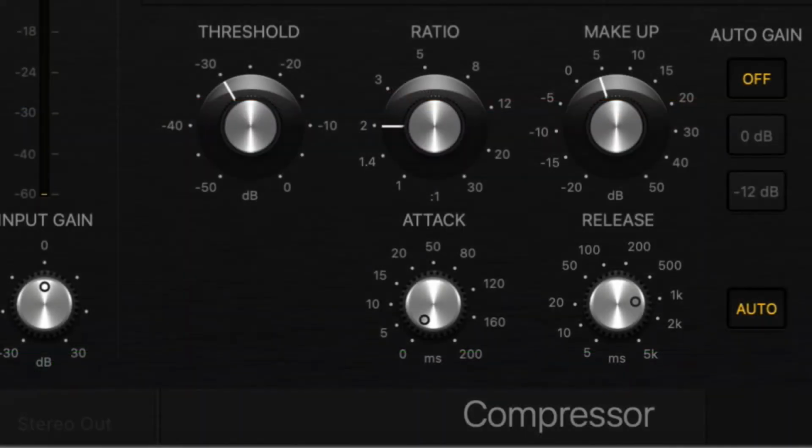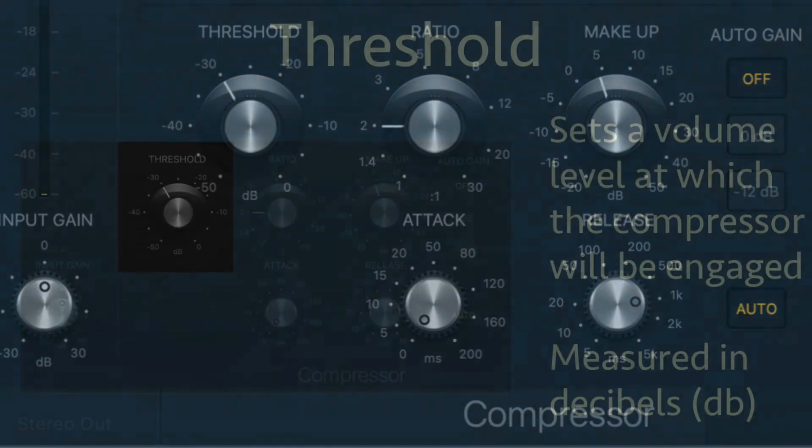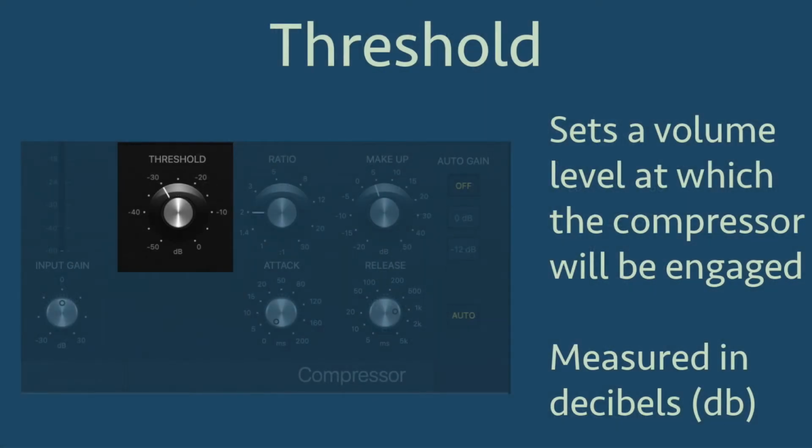So in this video, we'll take a look at some of the parameters of a typical compressor and understand the mathematics behind some of them. We'll also take a look at how compressors have come to be used as an effect in a lot of modern music through sidechain compression. The first parameter we'll start with is threshold.